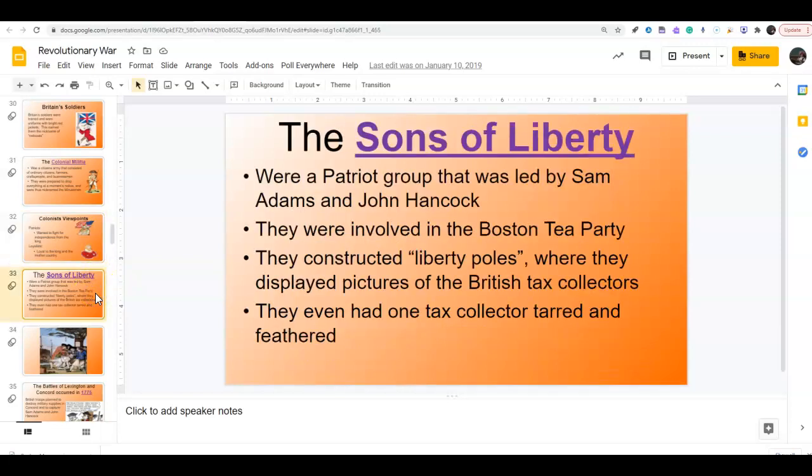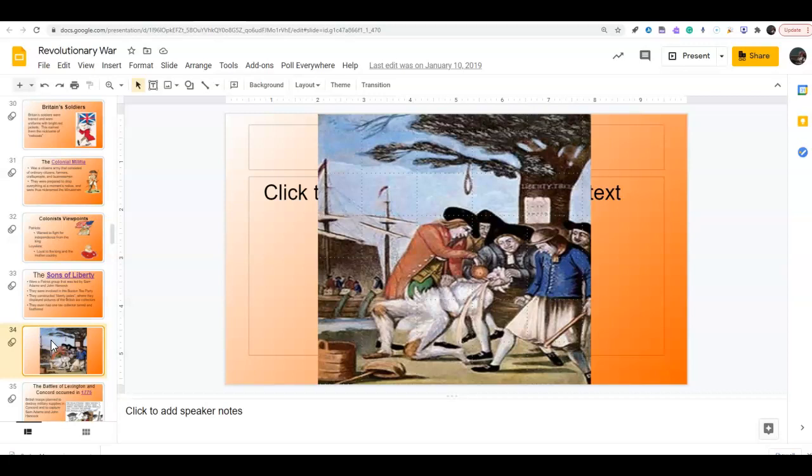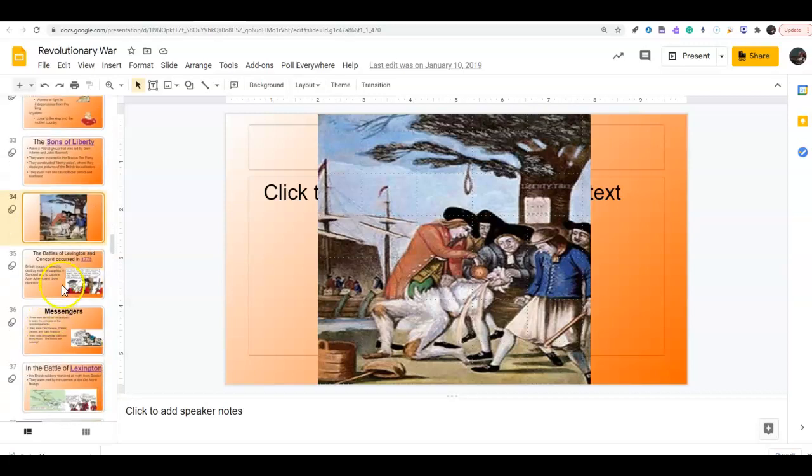Made mention a little bit ago about the Sons of Liberty, led by Sam Adams and John Hancock. They did the Boston Tea Party. They did Liberty Poles. They really hated tax collectors for Great Britain. One thing that they did to one tax collector was tar and feather him.